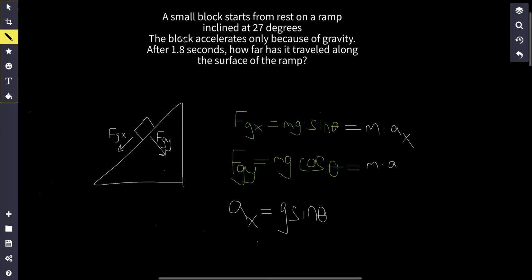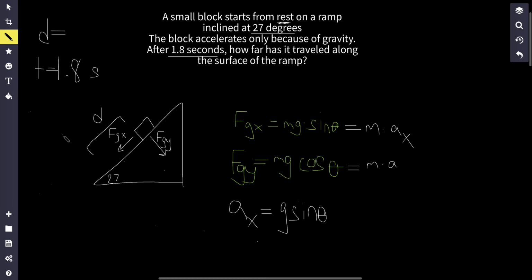So let's actually do a practice problem. Let's say we've got a small block, it starts from rest, and it's inclined at 27 degrees. Now, after 1.8 seconds, how far has it traveled along the surface of the ramp? Because the block is traveling downwards, it's going to cover some displacement, which we can call d. We want to find how far it traveled, so you're trying to find displacement, and you're given the time, which is equal to 1.8 seconds.